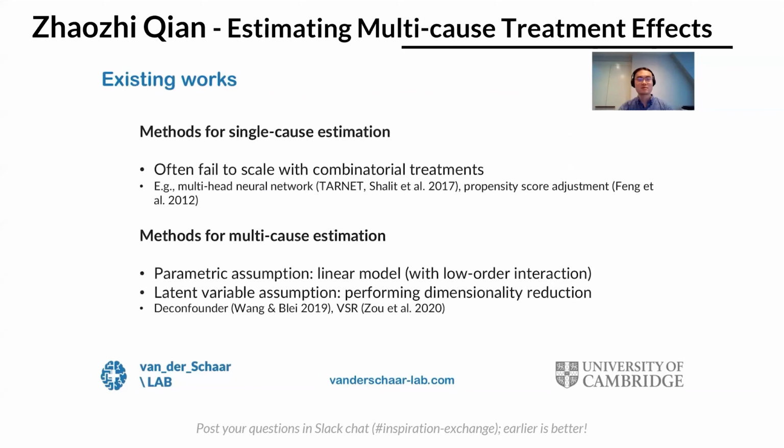The existing methods for multi-cause estimation leverage additional assumptions to simplify the problem. They often assume a simple and parametric model for outcome or treatment assignment, for instance, a linear model. Other methods assume low-rankedness or latent variable structure, which allow them to implicitly reduce the dimensionality of the problem. However, these assumptions are at times too strong and may limit the scope of application.